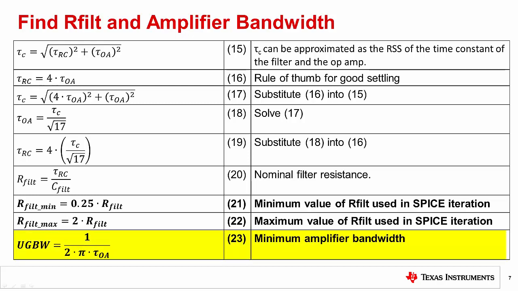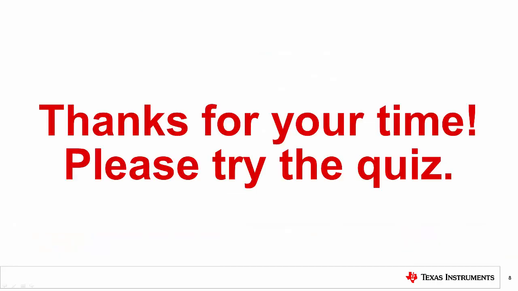Finally, equation 23 determines the minimum unity gain bandwidth for the amplifier to achieve good settling. That concludes this video.